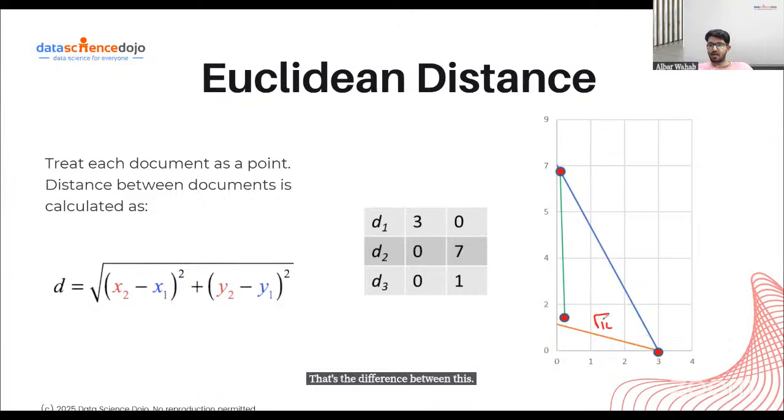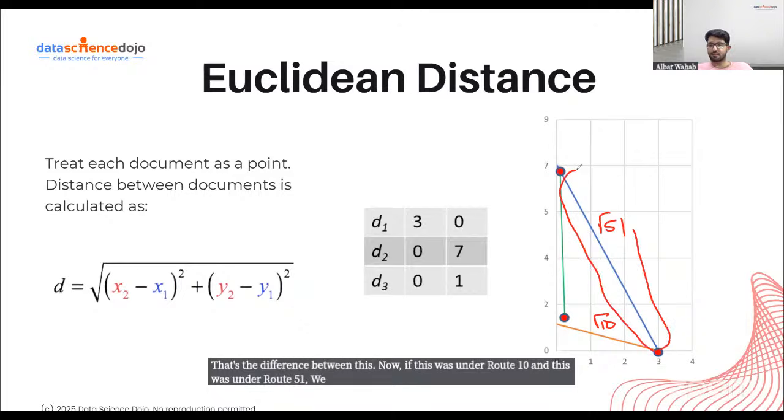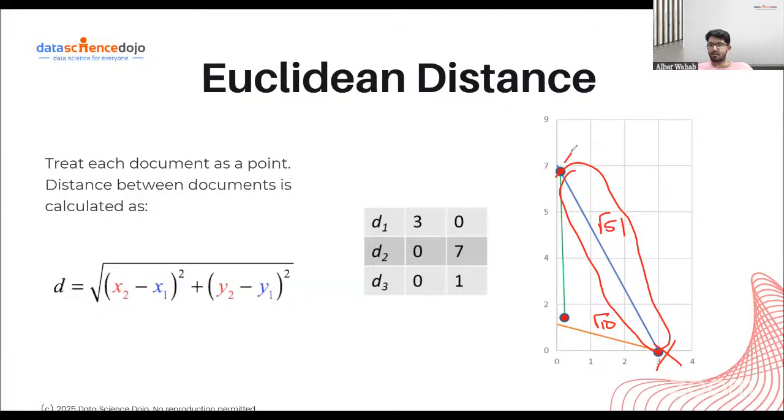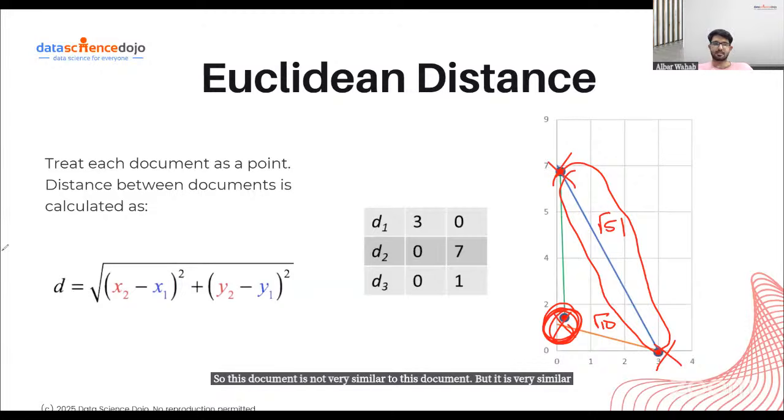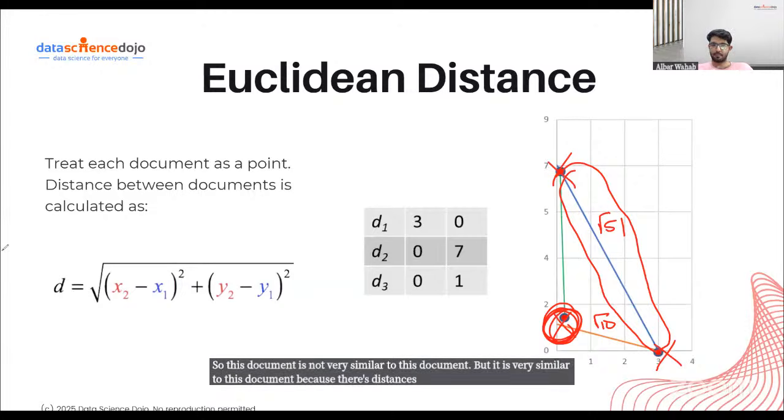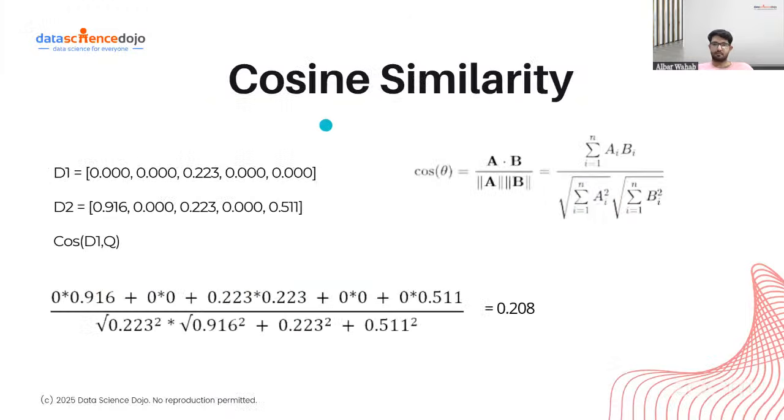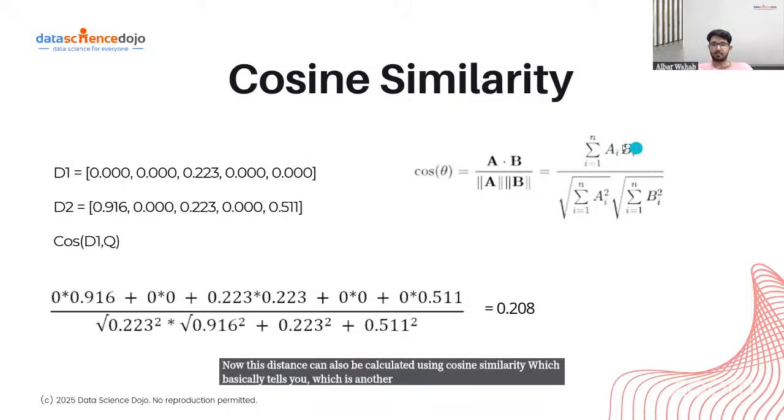Now, if this was the square root of 10 and this was the square root of 51, we know that this distance is much larger. So this document is not very similar to this document, but it is very similar to this document because this distance is much shorter. Now, the distance can also be calculated using cosine similarity, which is another metric to figure out how similar documents are to each other.